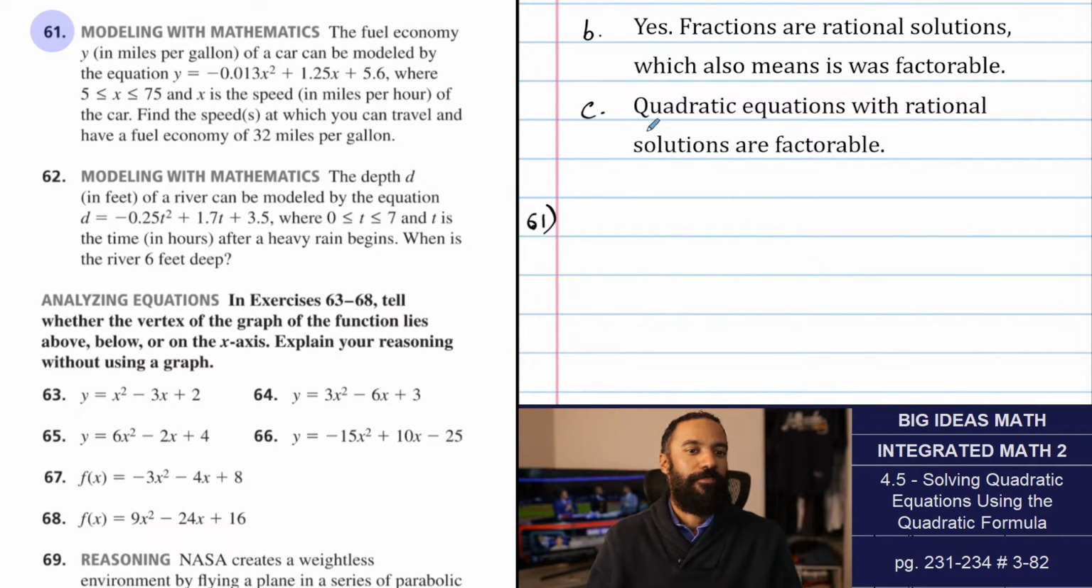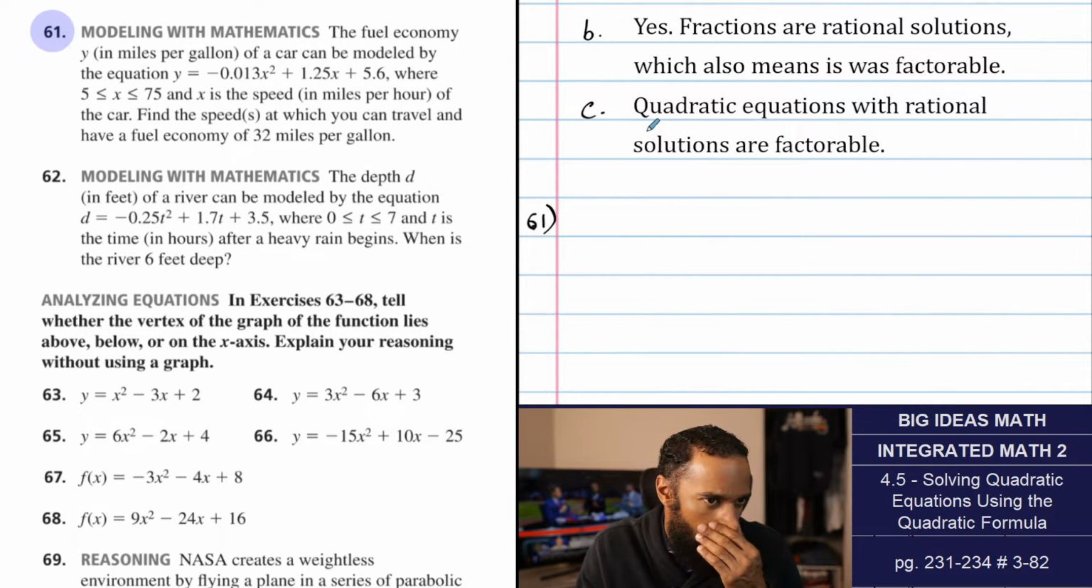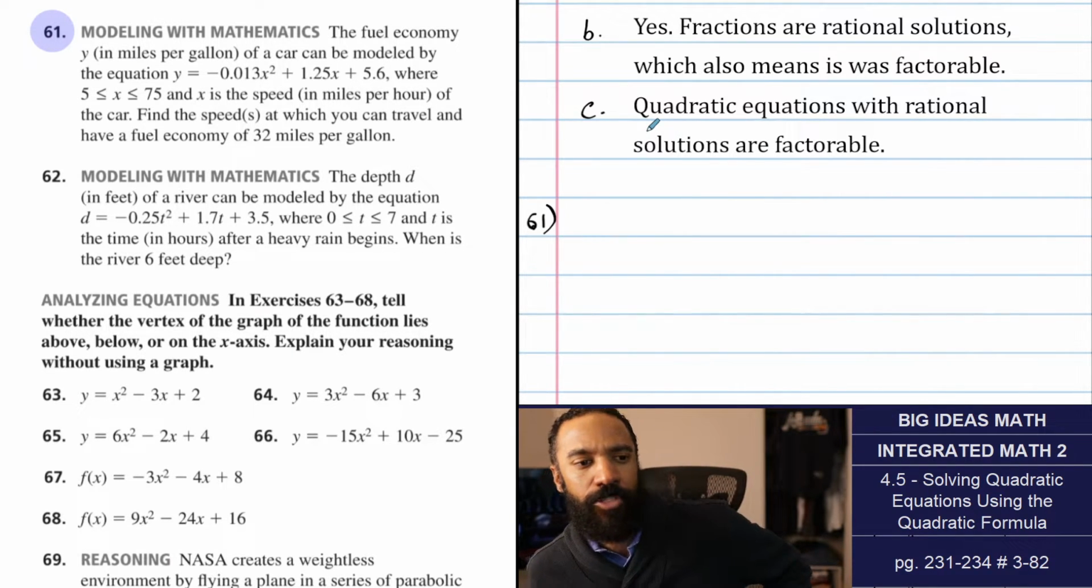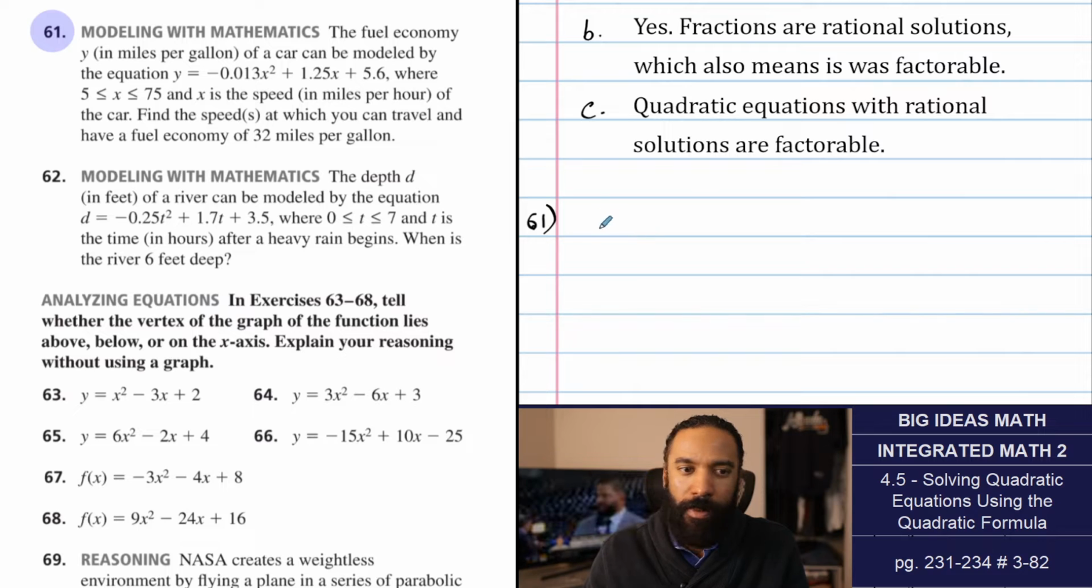Number 61. The fuel economy, y in miles per gallon, of a car can be modeled by the equation y equals that, where x is between 5 and 75 and x is the speed of the car. So we drive between 5 and 75 miles an hour to see how this fuel economy works for the car. Find the speeds at which you can travel and have a fuel economy of 32 miles per gallon. Y is miles per gallon.